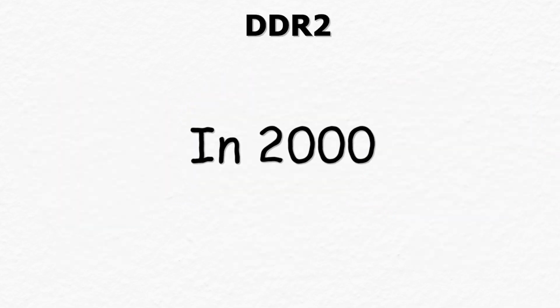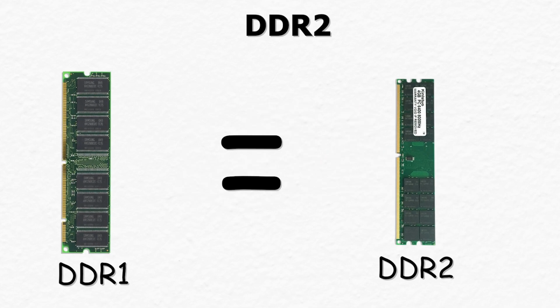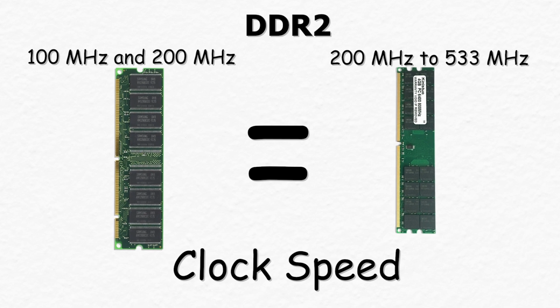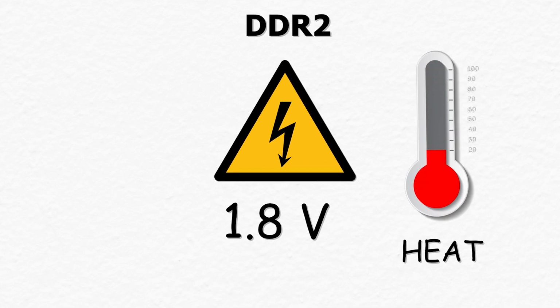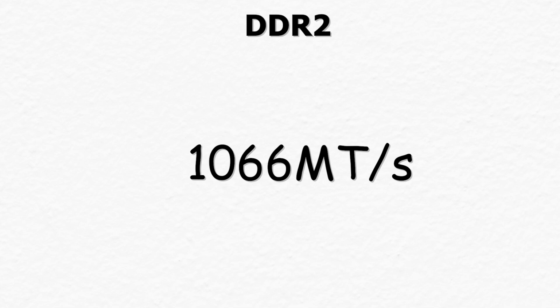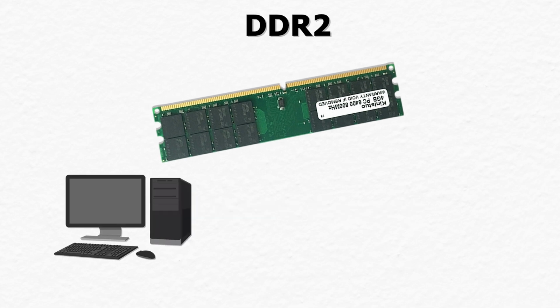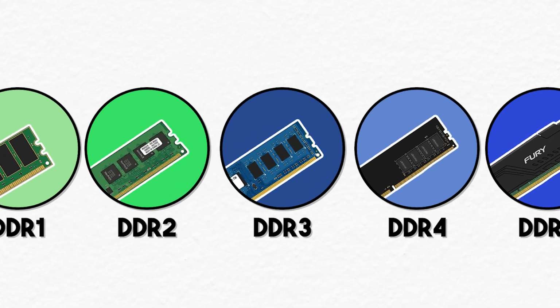DDR2. A few years into the 2000s, the industry moved to DDR2, which took the same basic concept and pushed it further. The internal clock speed stayed similar. Voltages dropped to around 1.8 volts, which helped reduce heat and power consumption. Speeds reached from 400 up to 1066 megatransfers per second. DDR2 became the standard memory for most desktop and laptop computers through the mid to late 2000s.